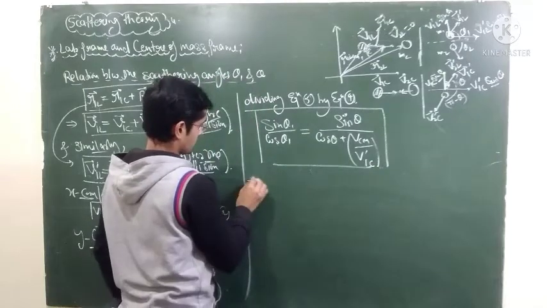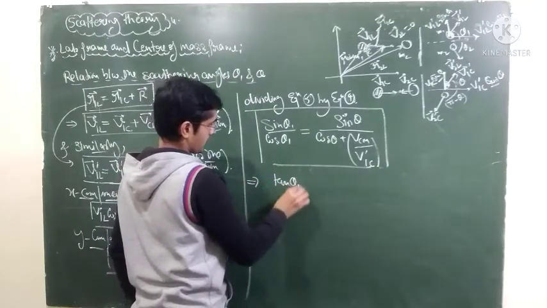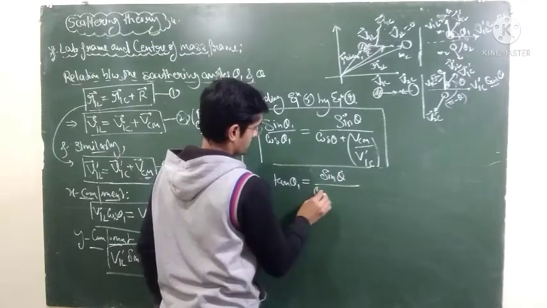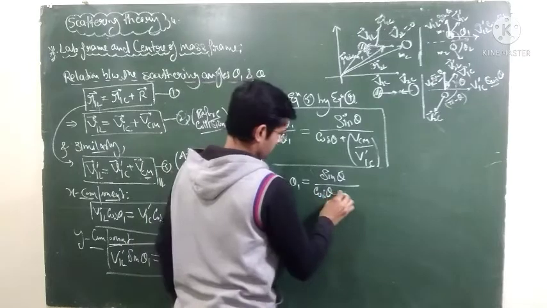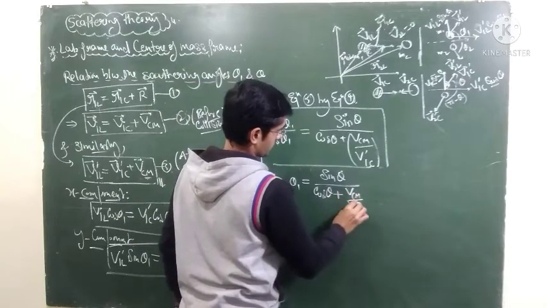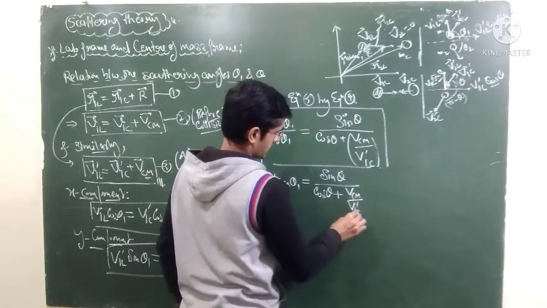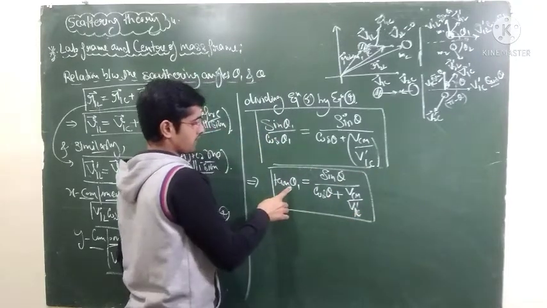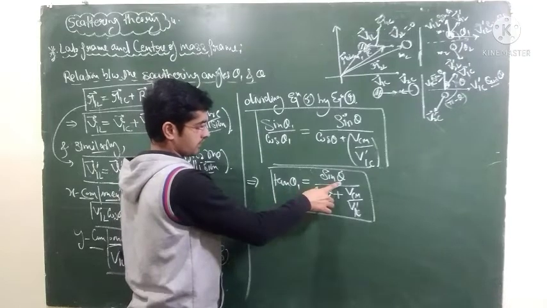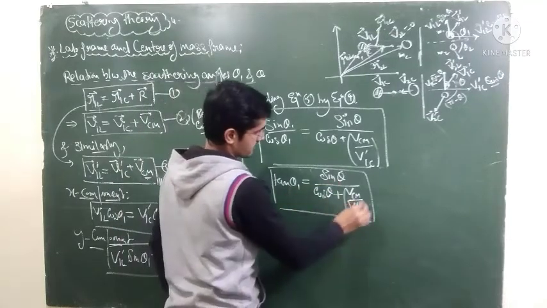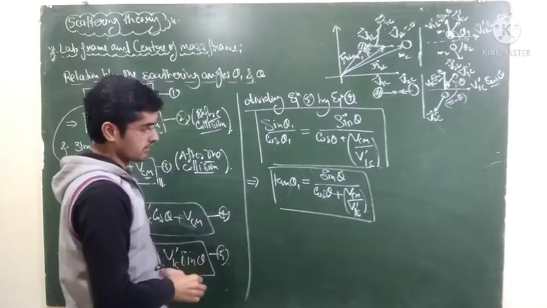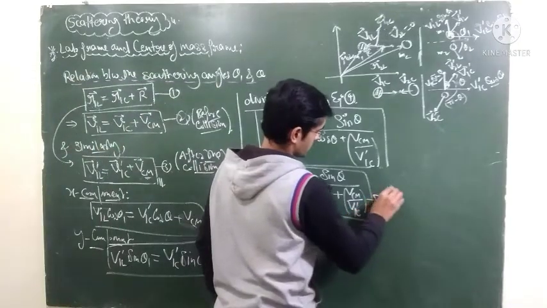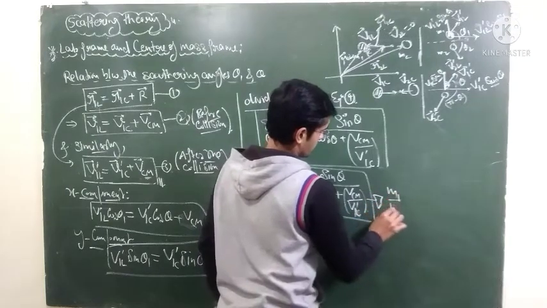Now it can be written as, this is the tan theta 1, and it will be just sine theta divided by cos theta plus vcm over v1c dash. Now we are looking for the relation between theta 1 and theta, but there is this extra term which we have to just calculate in terms of some known quantities, right? And I'll show you that this particular term is equal to m1 over m2.